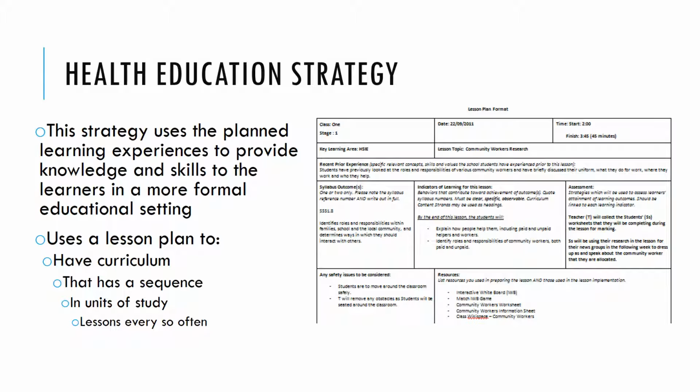Here I have an example of a lesson plan format, and as you can see, it's broken down into many different parts. There's a section for resources, lesson topic, key learning area, the outcomes, how long it's supposed to last, and so forth.